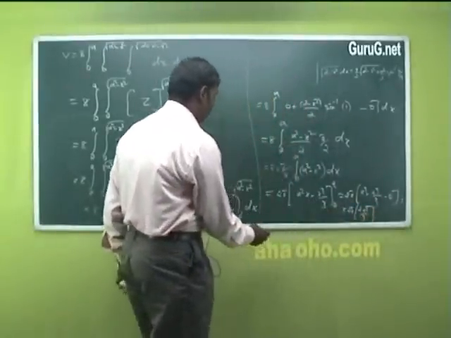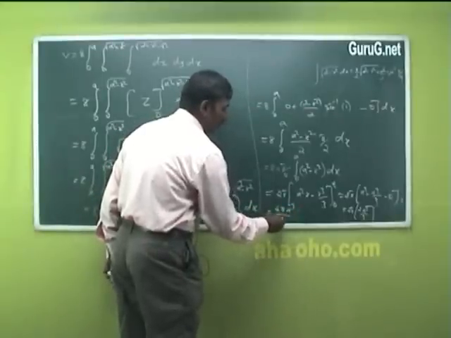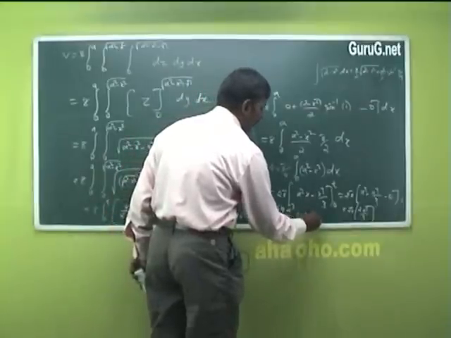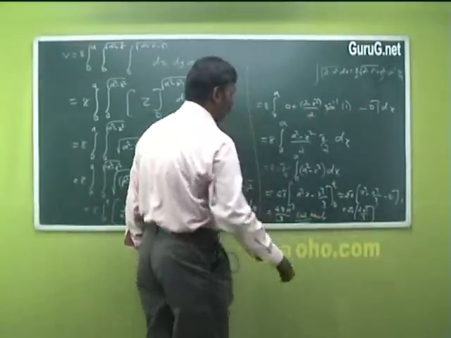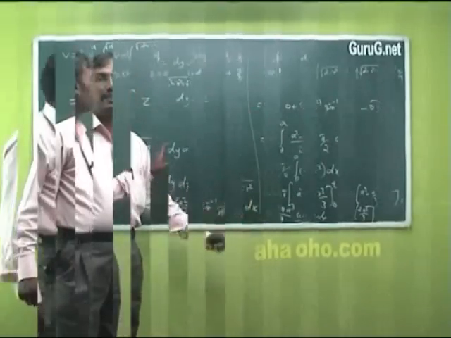So this is nothing but 4 by 3 pi a cube cubic units. So that is the volume of the sphere, right?